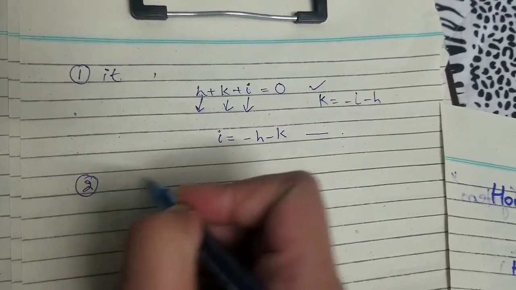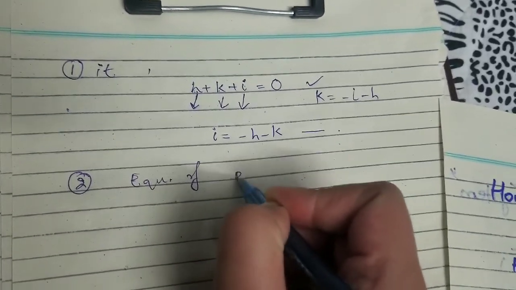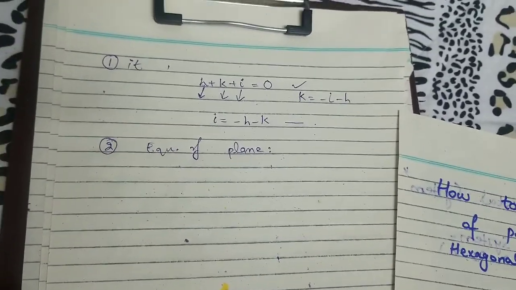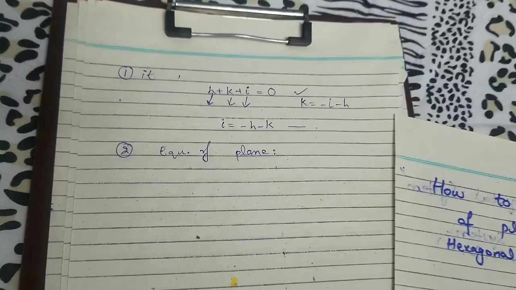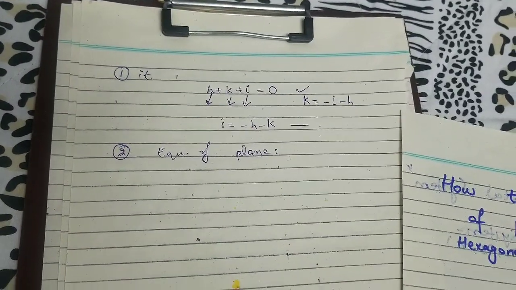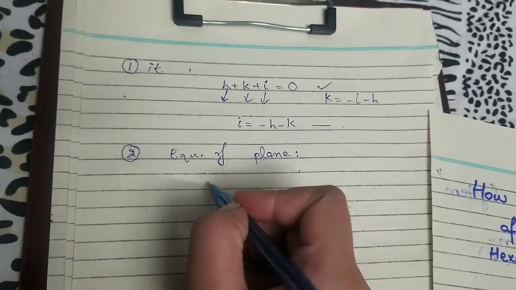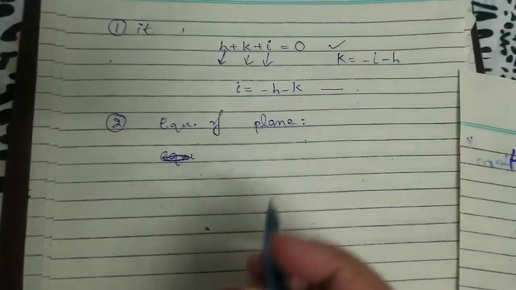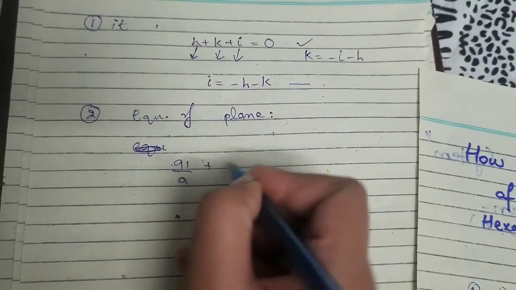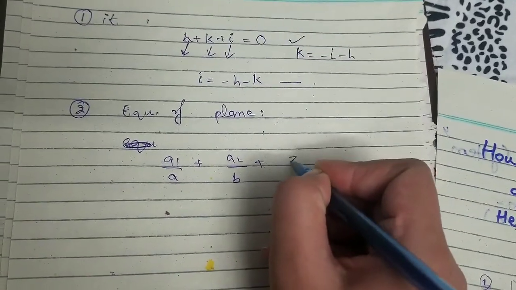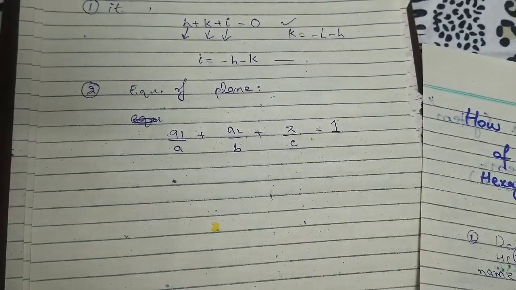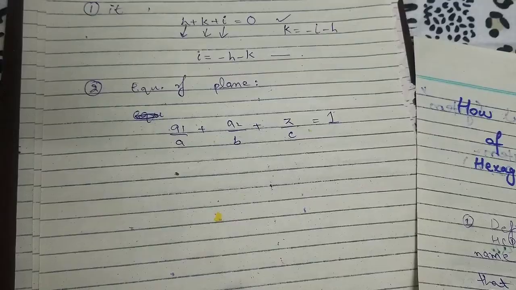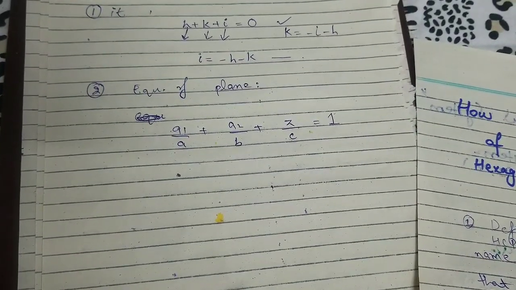And the second is the equation of a plane, which is true for any plane, whether it is in cubic or in HCP. You can use it for a plane in a cubic lattice or any other lattice you are considering. The equation is a1 by a plus a2 by b plus z by c equals 1, where a1, a2 and z are any point on the plane. It will be more clear to you when we use it. And a, b and c are the intercepts.